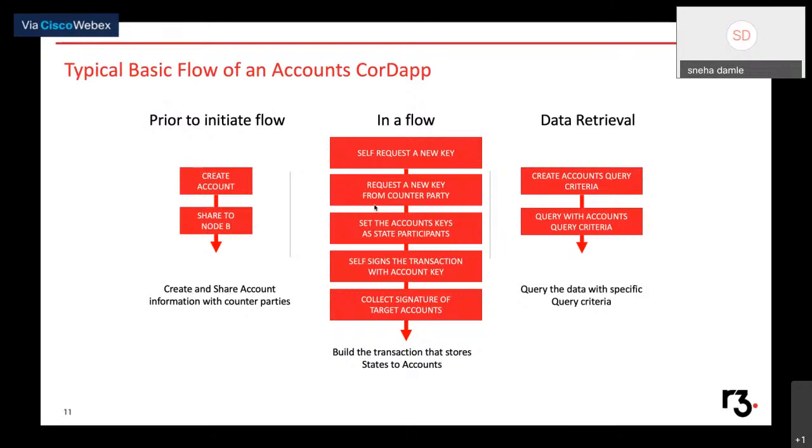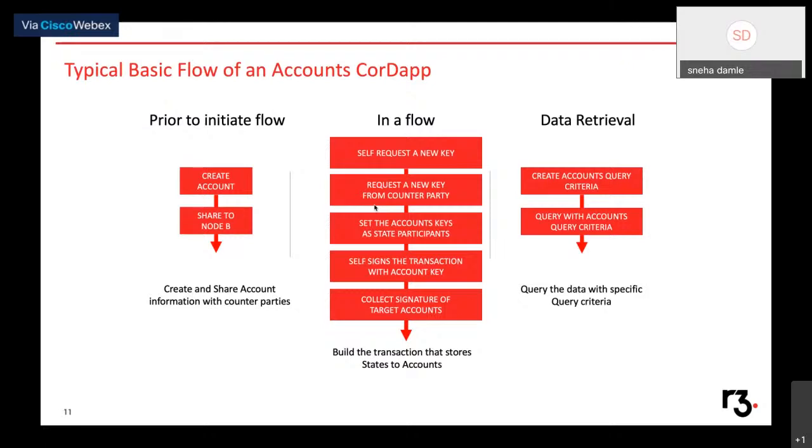And the last part talks about the data retrieval. So basically, the last part talks about how states mapped to accounts can be retrieved from the database. Okay, so we'll look at all these three verticals. So let's go step by step. Let's first only focus on the first vertical, which is account creation and account sharing. Once we've seen that, we'll move on to the flow, and we'll execute a flow which will show us how accounts interact with each other. And then we'll move on to the data retrieval part.